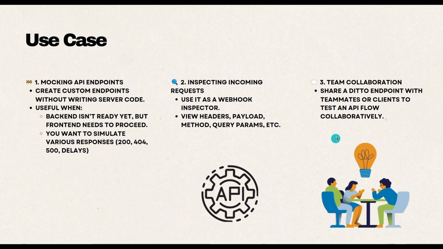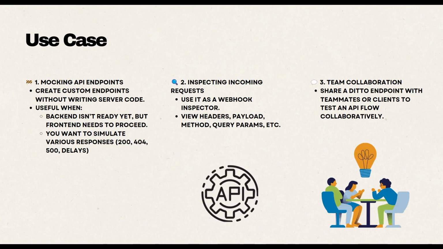So let's understand what Ditto does. There can be multiple use cases depending on the team. It is used as a mocking API endpoint, to create custom endpoints without writing server code. It is really useful when the backend is not yet ready, but someone in the UI or front-end team needs to display, okay, this type of customer data or this type of JSON format or XML format we can expect. Okay, let's finalize on this architecture or on the data type, and then we can go ahead.